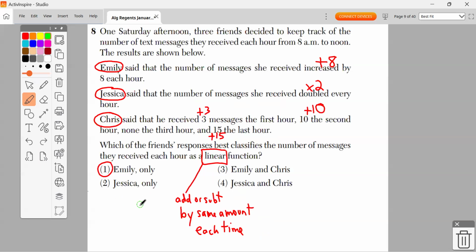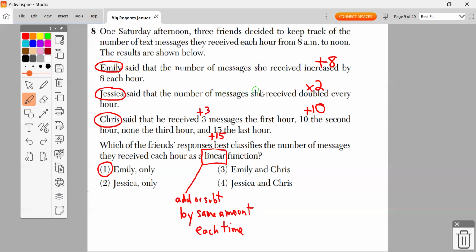In question number 8, you have 3 different people here. You have Emily, Jessica, and Chris. Which of the friends' responses best classifies the number of messages they received each hour as a linear function? A linear function will be adding or subtracting by the same number each time. So it says Emily said that the number of messages she received increased by 8 each hour. So +8, +8, +8, +8.